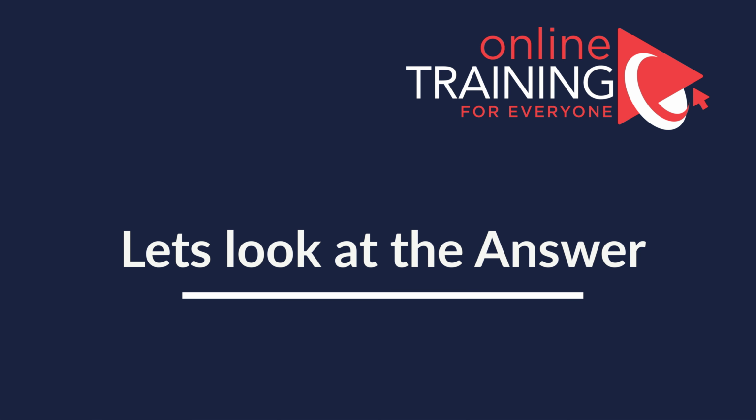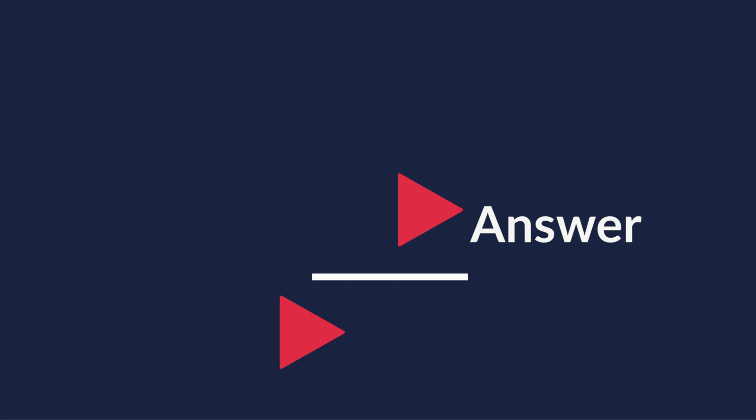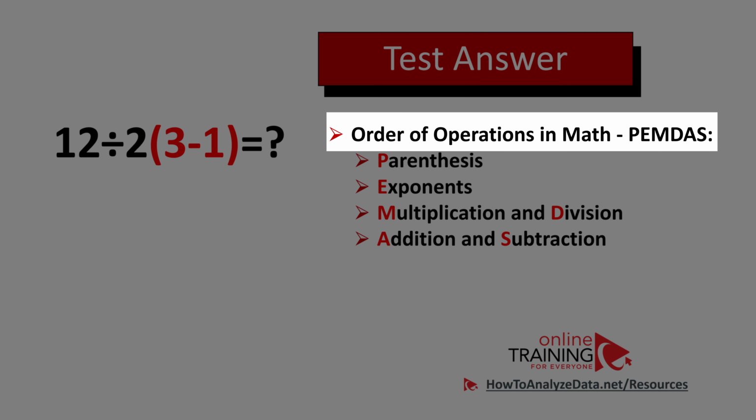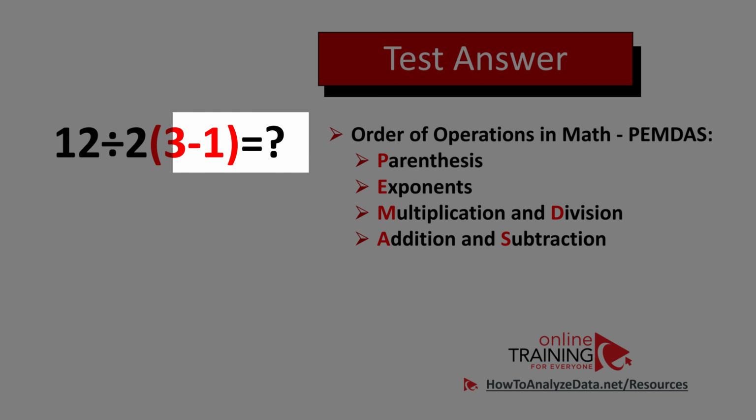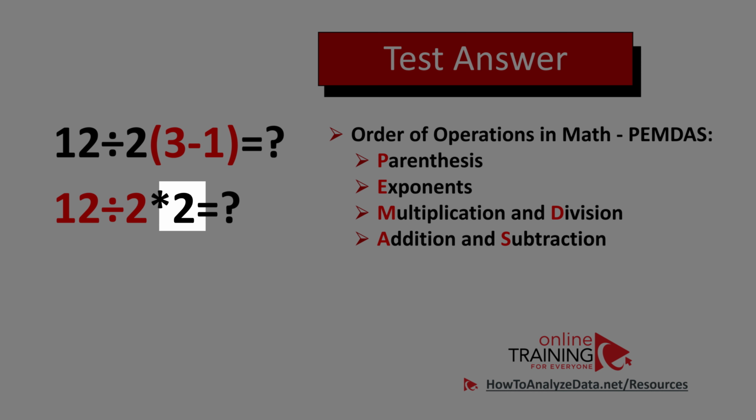Do you think you know the answer? Let's continue and get it solved together. The order of operations in math tells us that the first expression we need to solve is in parentheses. We first need to calculate 3 minus 1. And obviously the answer is 2.